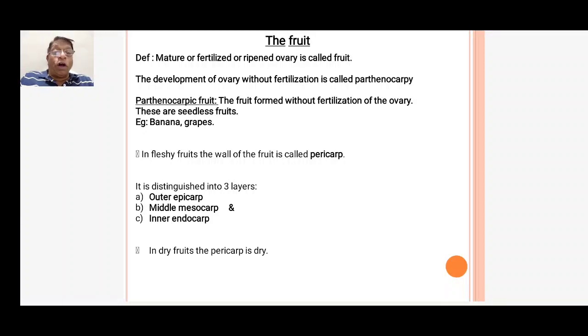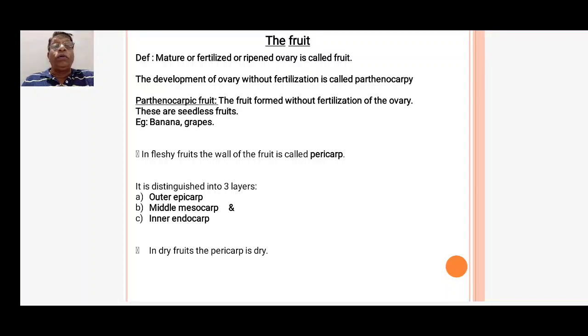What is pericarp? The wall of the fruit. The pericarp in fleshy fruits is thick. It is again differentiated into 3 layers: outer layer, middle layer, and inner layer. The outer layer is called epicarp.